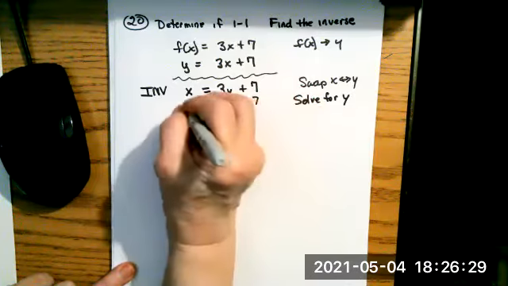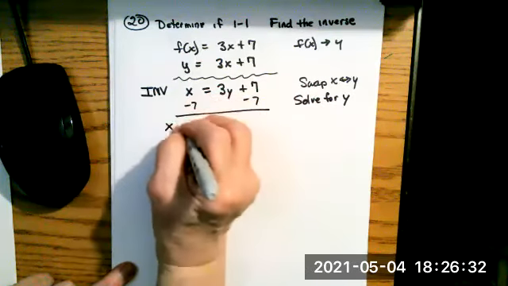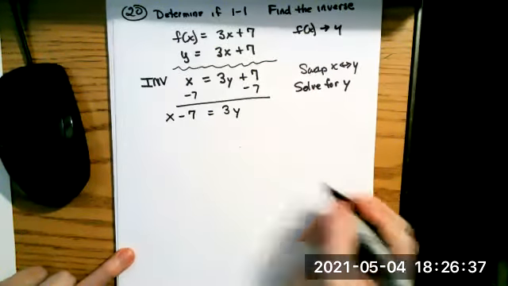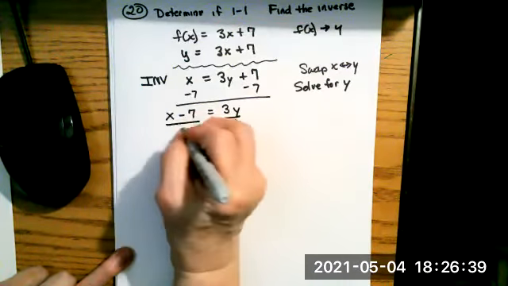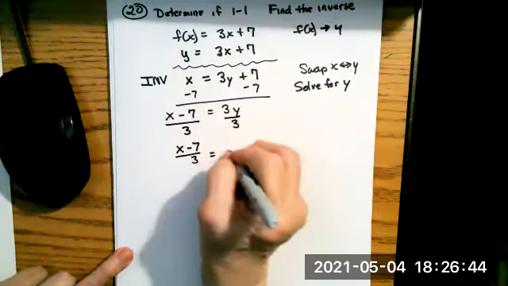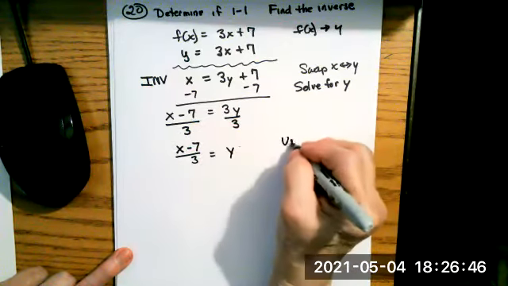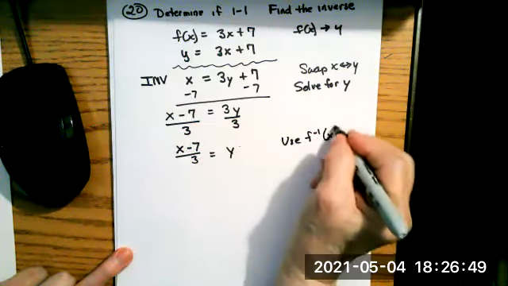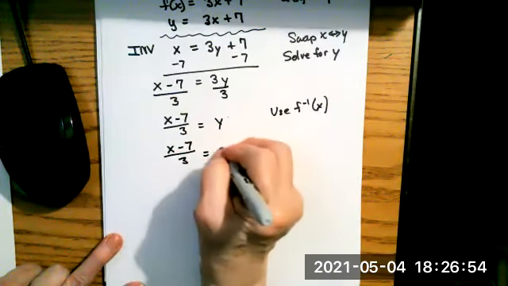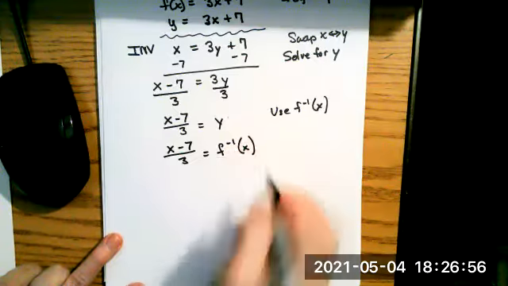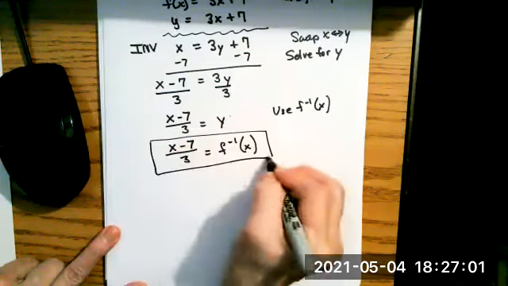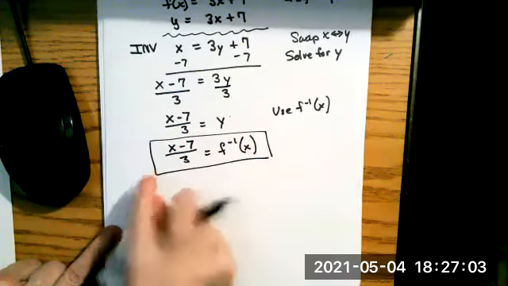Now then, you solve for y. So you're going to subtract this 7 from both sides, and you get x minus 7 equals 3y. Then divide out the 3. And so x minus 7 over 3 equals y. And then they use the f to the -1 of x. So they'll have x minus 7 over 3 equals f inverse of x. So this will be your answer.